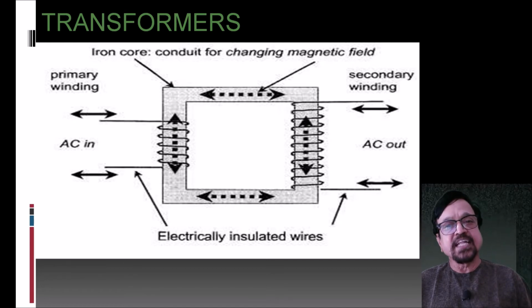Now see how it is done. It is done with the help of coils. There are two windings. One is called the primary winding and the second is called the secondary winding. When current flows through the primary coil, it will induce a magnetic field. This magnetic field will travel through the core. From the core, when it goes to the opposite side, it will induce electricity.